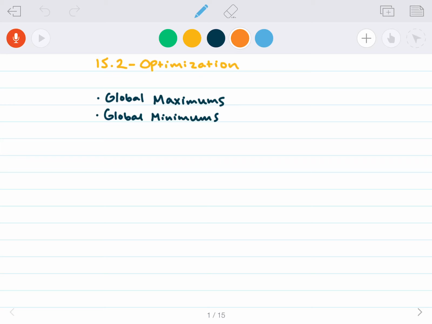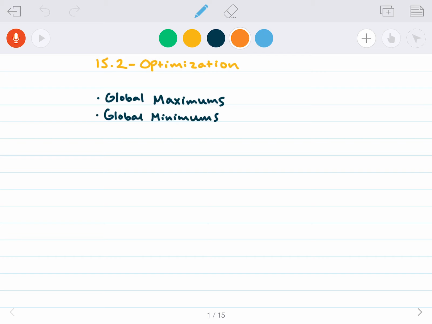Hey guys, in this video we're going to talk about Chapter 15, Section 2, Optimization. So if you remember from Calc 1, optimization was where we had these real-world problems, right? We were trying to minimize cost or maximize surface area, minimize volume, something like that. And the way that we did that is we had a function in one variable. We found critical points of that function, and then we determined whether or not those critical points produced global maximums or minimums. Okay, and that's how we optimized functions in Calc 1.